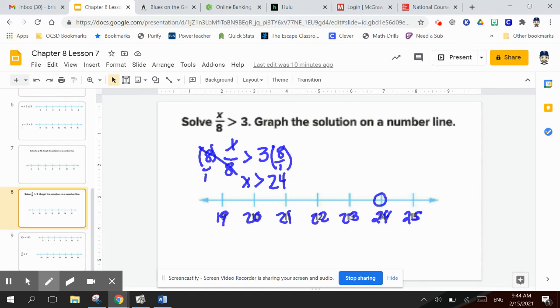I'd put my circle around it. It's greater than 24, so it's an open circle. It's not equal to. So I need all the numbers greater than 24, which would be 25, and all the numbers to the right.